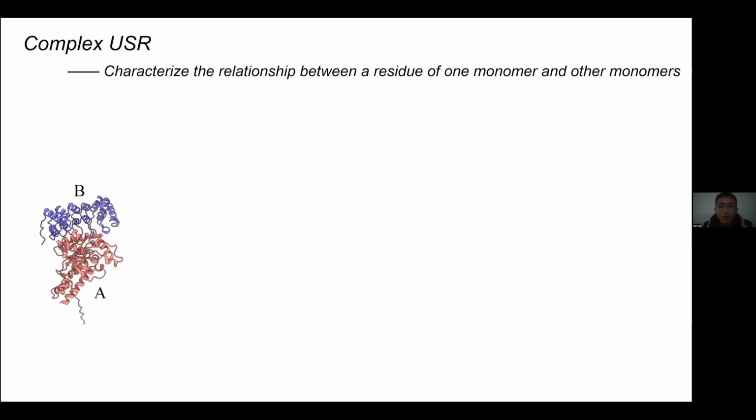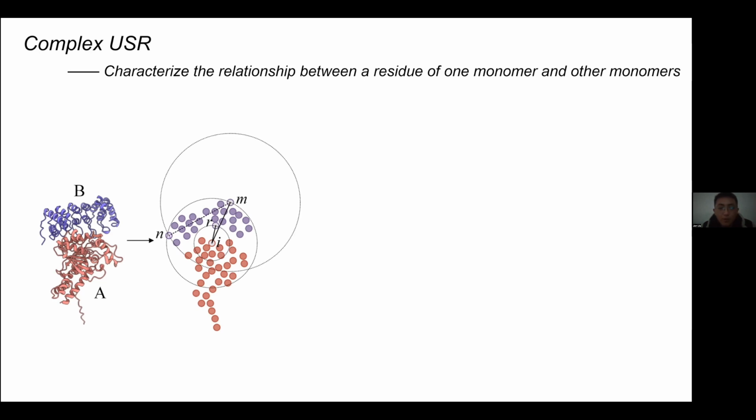Furthermore, we proposed a complex USR to characterize the relationship between a residue of one monomer and other monomers in complex. For complex structure, we convert it into a point set, and each point represents a residue. For each residue I in monomer A, we first determine the nearest residue R and the farthest residue M in monomer B, and then determine the farthest residue N from residue M. So for each residue of monomer A, we can determine a unique triangle in monomer B.